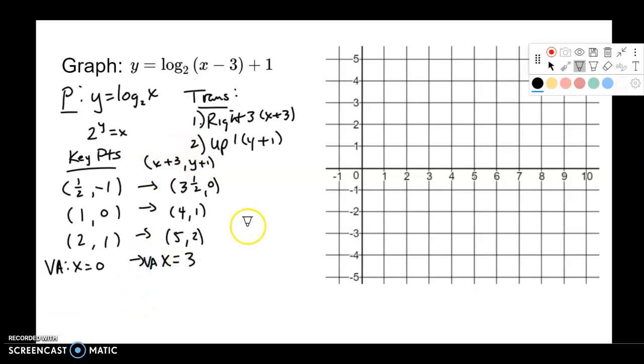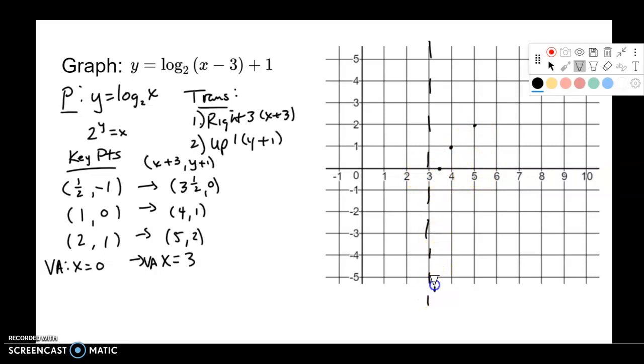All right, so let's graph our vertical asymptote on our graph here. It's at x equals 3, a vertical line that goes right through the x-axis at 3. And now let's graph our 3 points, and that should be enough to make our graph. We have (3.5, 0), so we're going right 3.5, but not going up or down. Right 4, up 1, and right 5, up 2.